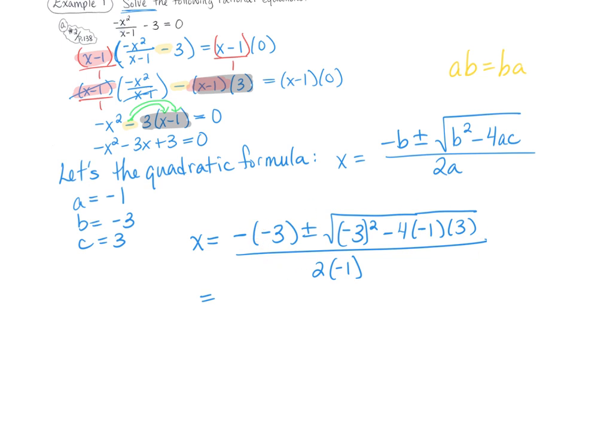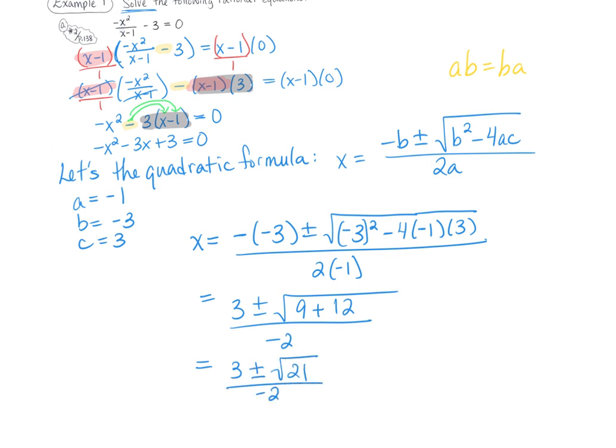So now, negative times a negative is a positive, so that's 3 plus or minus. Negative 3 squared is what? Negative 3 times negative 3 is what? 9. Good. So let me make sure you understand that these are not the same. So this is 3 plus or minus the square root of 9. We're subtracting a negative, so this is going to become a positive. What's 4 times 3? So plus 12 all over negative 2. Good. So this is going to become 3 plus or minus the square root of 21 all over negative 2.